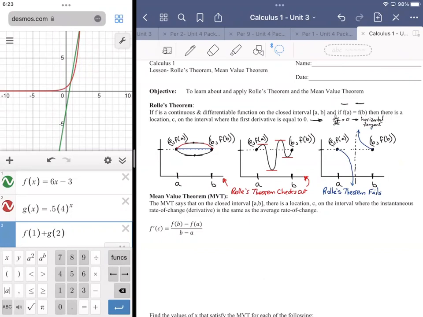What this says is that on the closed interval A to B, there's a location C on the interval where the instantaneous rate of change, also known as the derivative, is the same as the average rate of change.